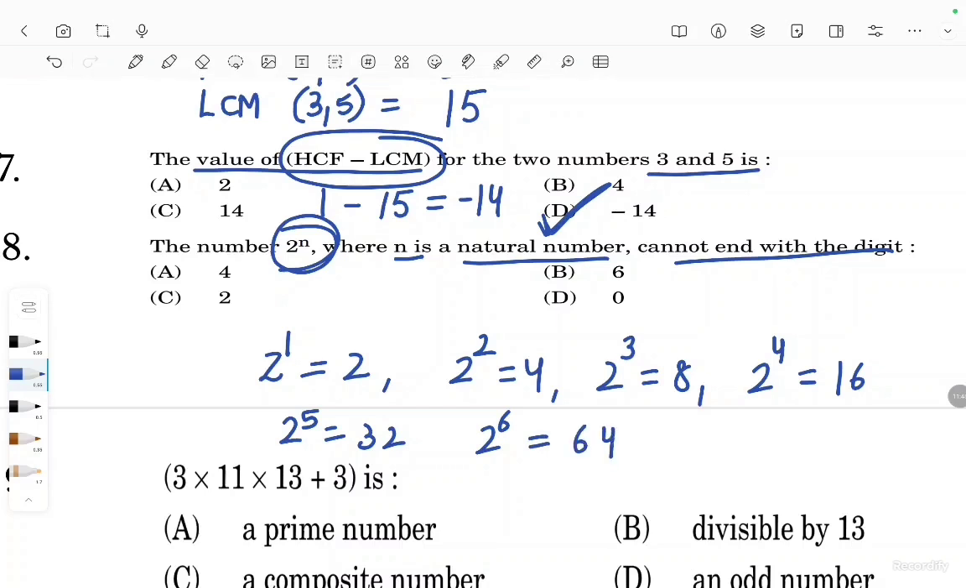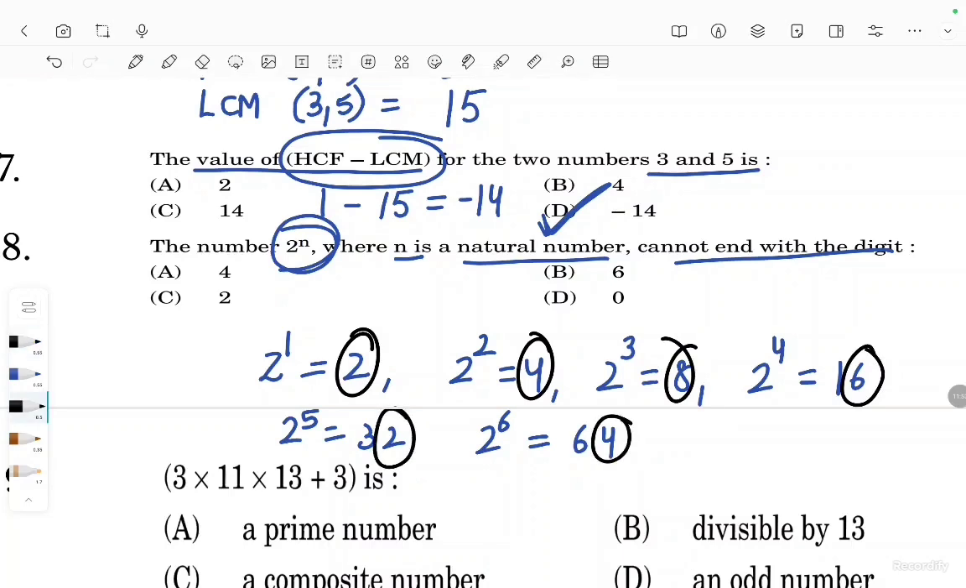We will stop here. Why do we have to stop here? Last digit is 2, last digit is 4, last digit is 8, last digit is 6, last digit is 2, last digit is 4. You can see repetition is there now. So we will not check further. Now we have to select the option. 4 is not the option, 2 is not the option, as they end with these two numbers. 2 raised to power 4 also ends with the number 6. This cannot be the option, so the answer is 0. Option D is your correct answer. Done.